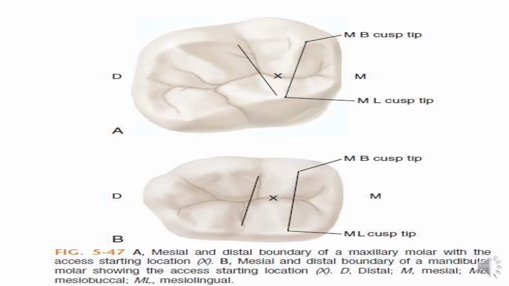So this is the location of the different canals: beneath the mesiobuccal cusp there will be a mesiobuccal canal, beneath the mesiolingual cusp there will be a mesiolingual canal, and in the center there will be a distal canal. Now if there are four root canals, then mesiobuccal, mesiolingual, then the distobuccal and the distal.